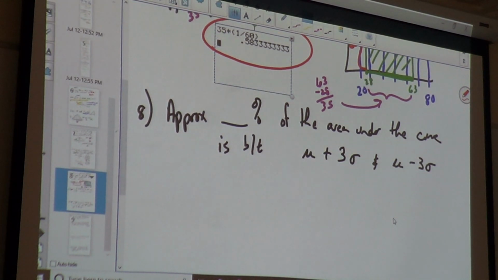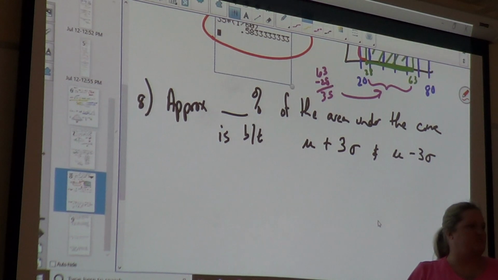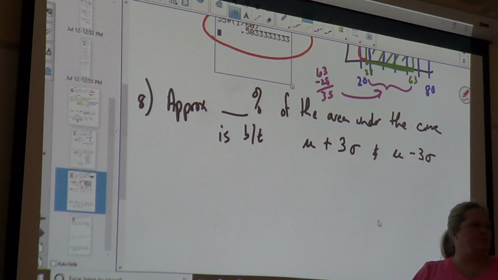Approximately what percent of the area under the curve is between the mean plus 3 standard deviations and the mean minus 3 standard deviations? This is kind of old school, but we've still been doing it.